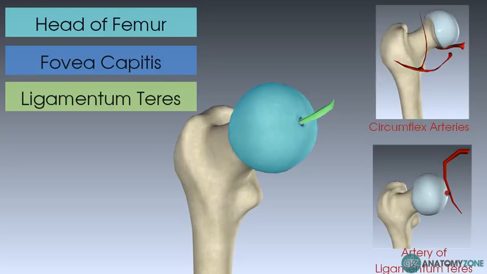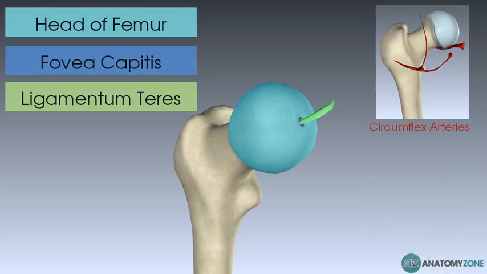When you reach adulthood, your growth plates fuse together and there's no more cartilage there, and the artery that comes through the ligamentum teres actually obliterates. Now in adulthood, all of the blood supply to the neck and the head of the femur is supplied by the circumflex arteries that wrap around the base of the neck. That has some important clinical consequences if you were to have a fractured neck of femur.